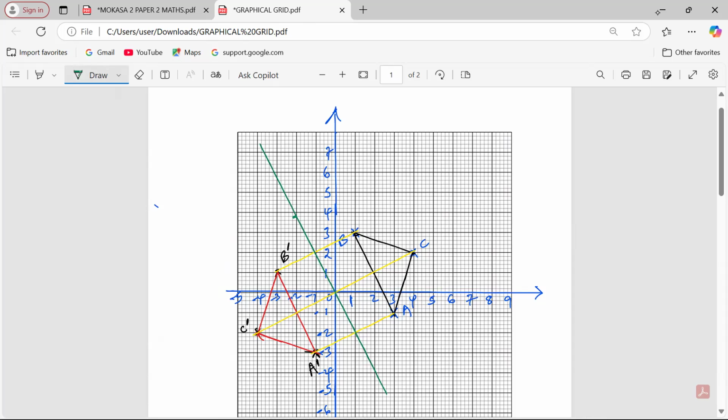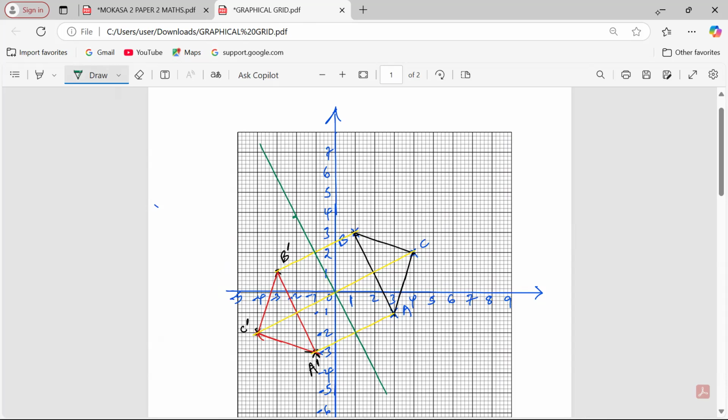Now, when you connect a point and its image, then you bisect, and you do the same for another point and its image, and you bisect, then the bisector proves to be the same line. Then it means the transformation involved is a reflection, and the common bisector is the mirror line. So this one is the mirror line. This one is the mirror line. So it's a reflection, and the mirror line is here passing through the origin.